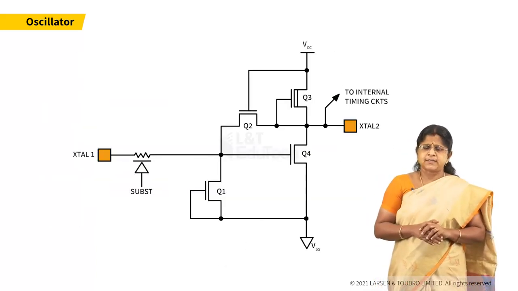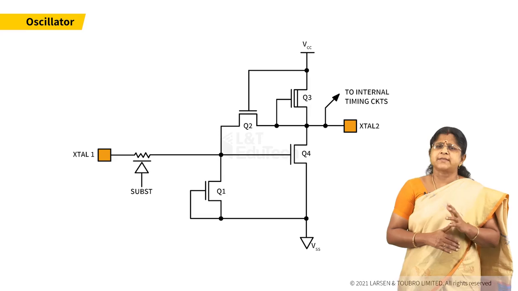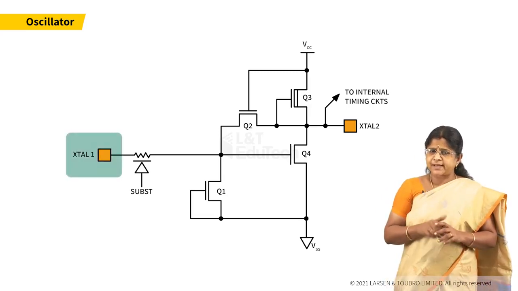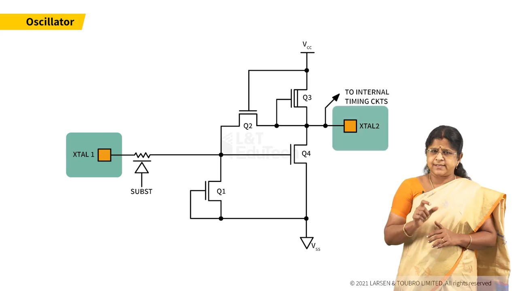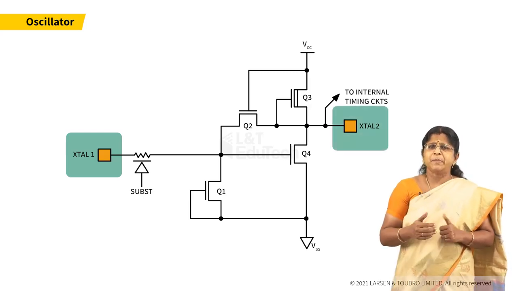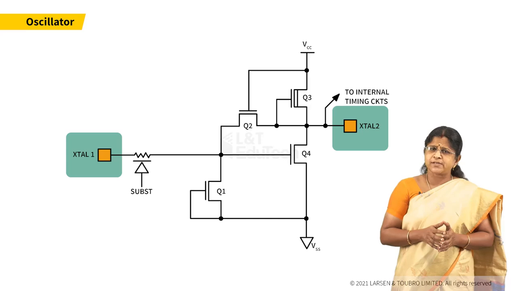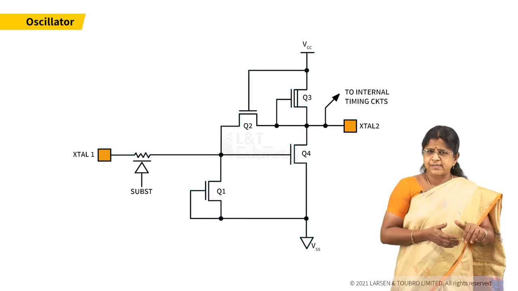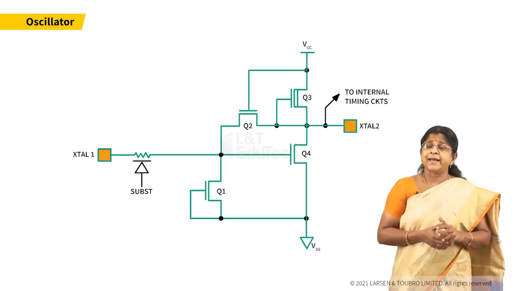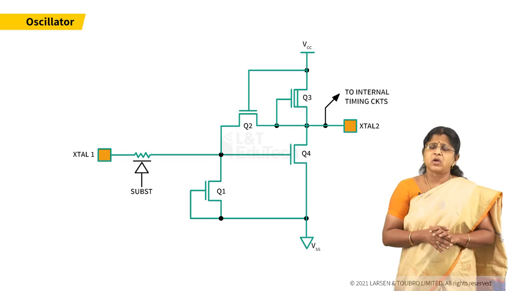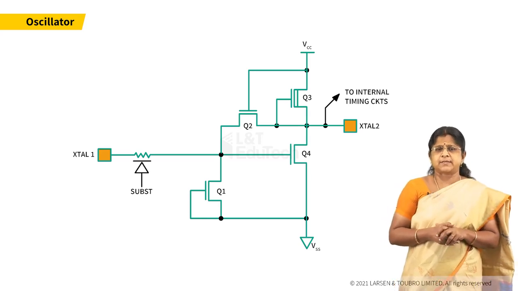8051 has an on-chip oscillatory circuit as shown in this figure. Through the pins XTAL1 and XTAL2, a quartz crystal oscillator will be connected with the frequency of any value between 1 MHz to 24 MHz. The internal circuitry is made of HMOS devices. Actually, it is high density metal oxide semiconductor devices.